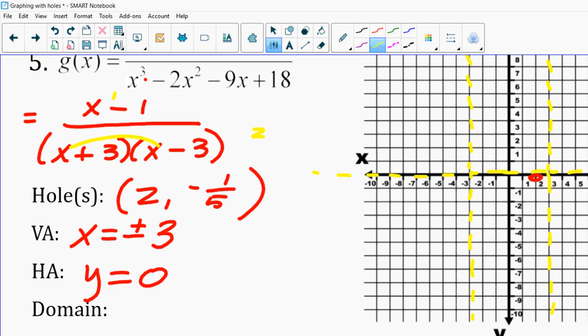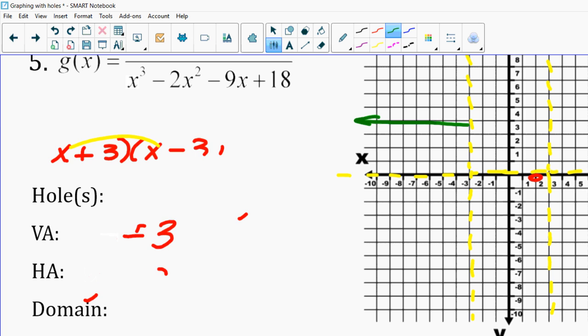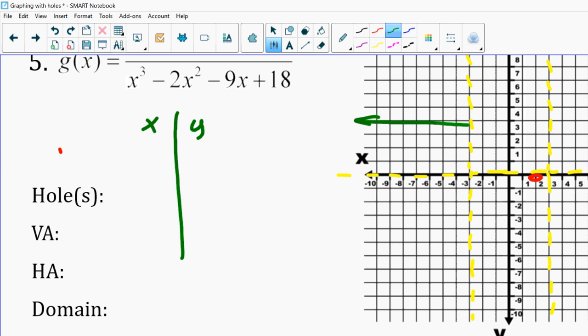How many sections? Okay, so 3 sections. Let's look there first. I've got to erase so I have some room. X, Y. Come up with 3 x values that are in that area. Great. -4, -5, -6.